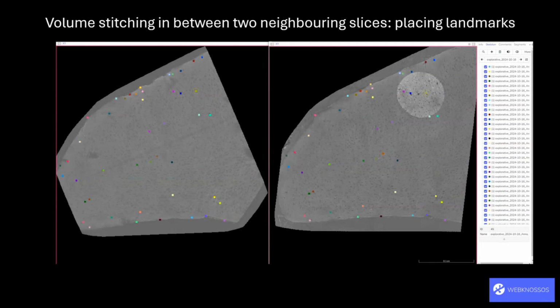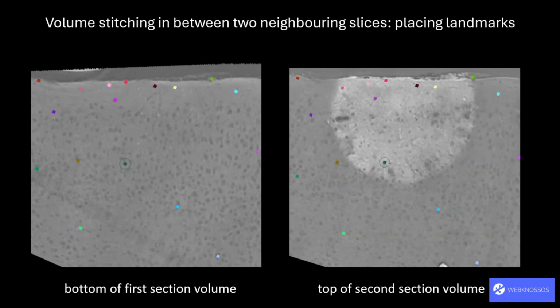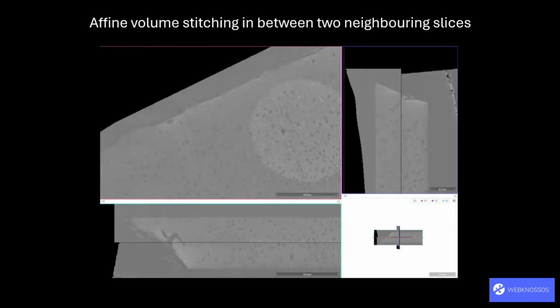The next step was to provide landmarks for the subsequent non-overlapping stitching of the sections. So we placed these landmarks all over the sections, but mostly around the region of interest. That was the priority for fitting the two neighboring volumes. WebKnossos started to assemble our data together with high accuracy, and I'm showing two sections here, but at the moment we have 6 consecutive sections stitched very neatly together as a volume.